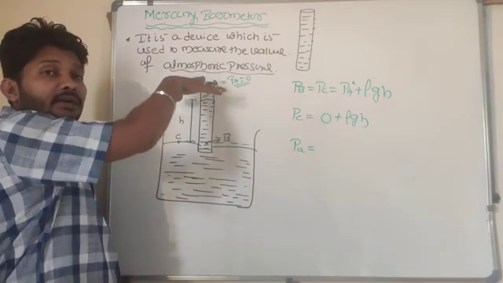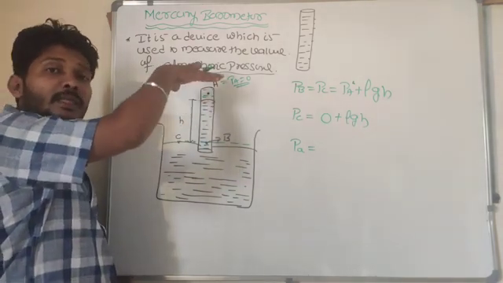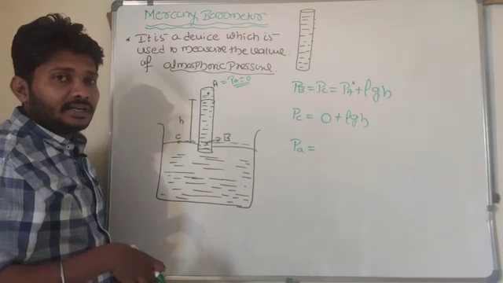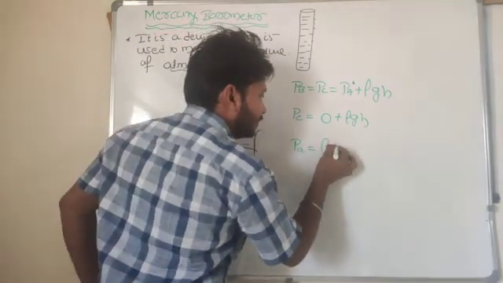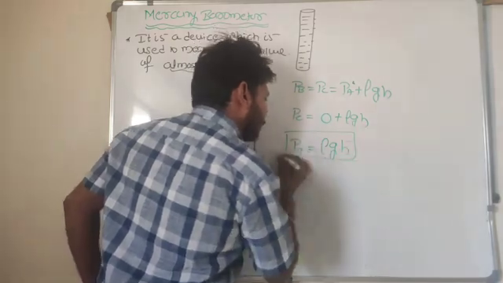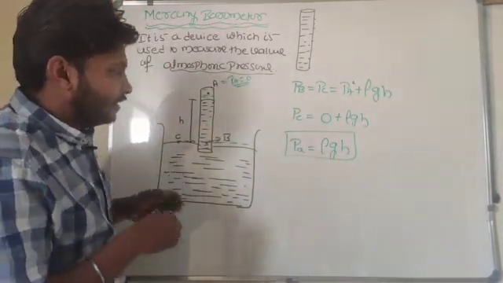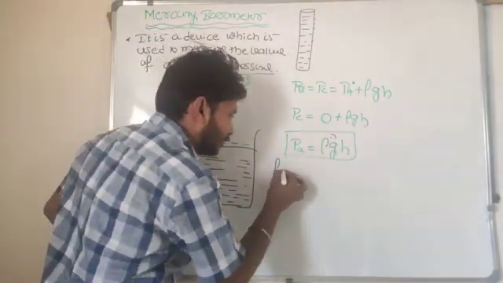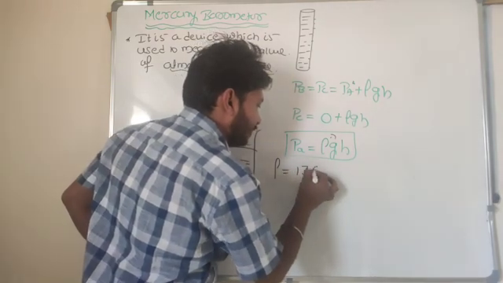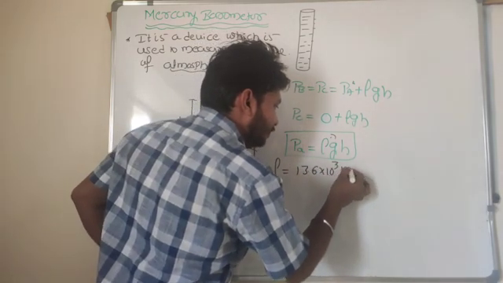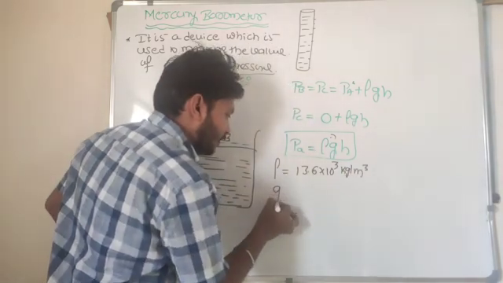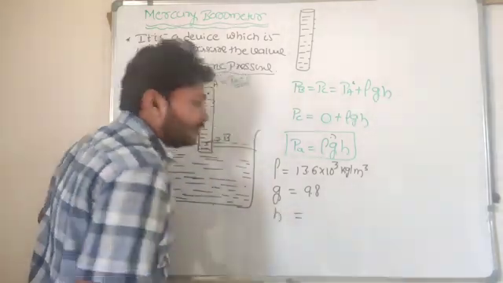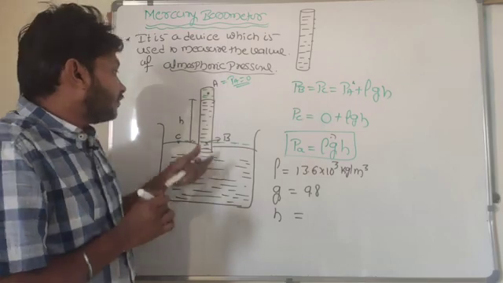The air exerts a pressure, so a force acts on the air. That is atmospheric pressure. So atmospheric pressure is equal to rho gh. Rho means density of the liquid. Here I used mercury, so the density of mercury is 13.6 into 10 to the power of 3 kg per meter cube, g is acceleration due to gravity, that is 9.8, and h means height of the mercury in the long tube.